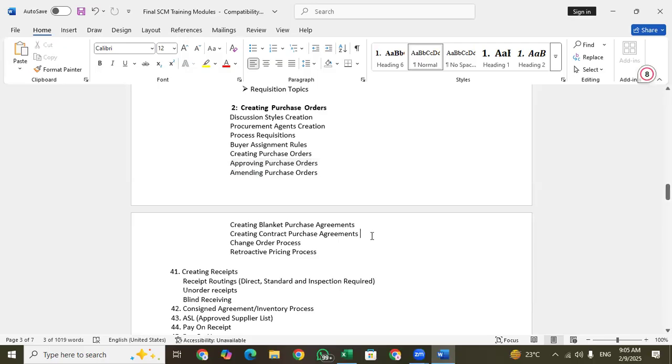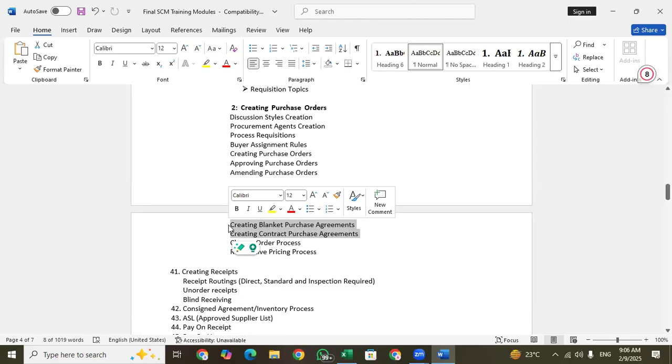Then there are agreements. At the purchase level also, agreements are there. Agreements are nothing but, for example, like the agreements between the supplier and the buyer. So we have some agreements.